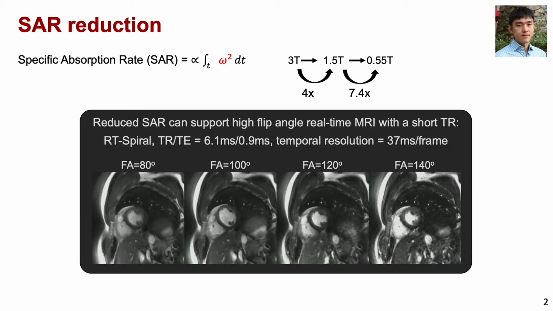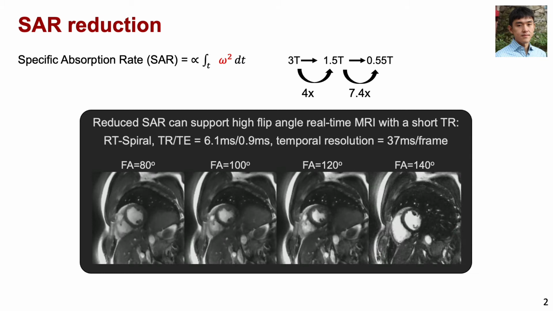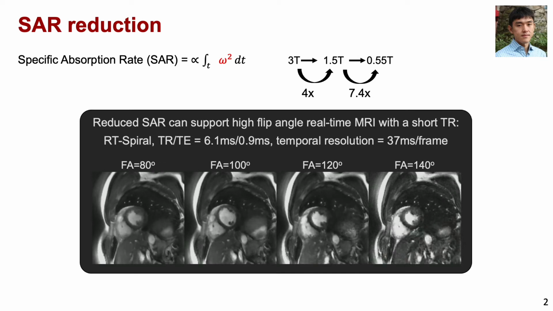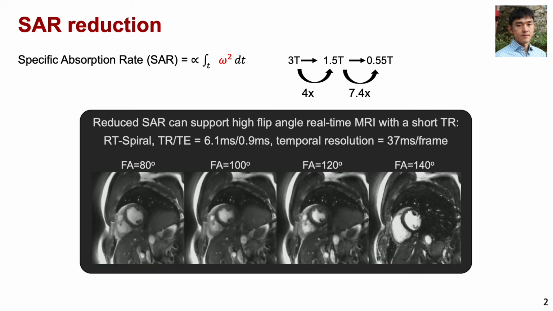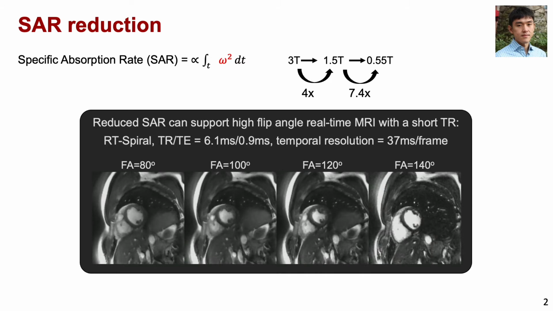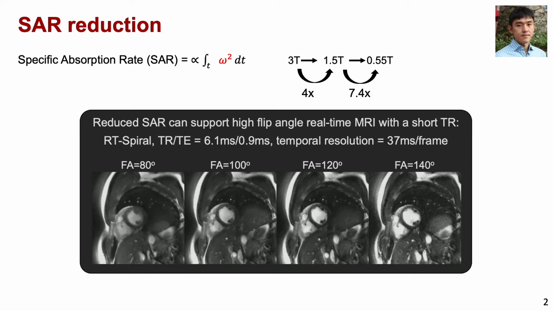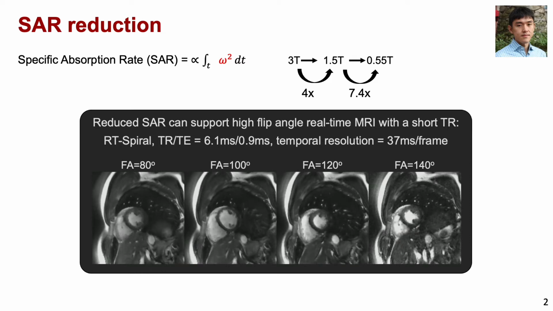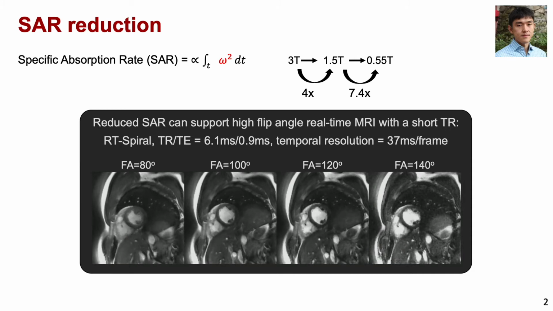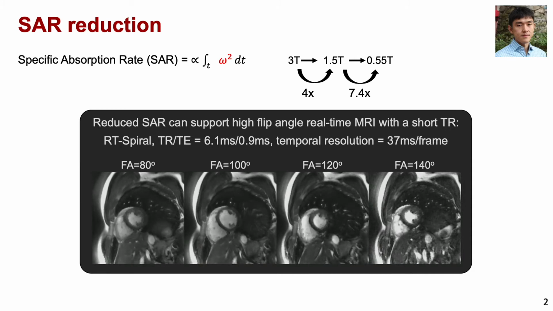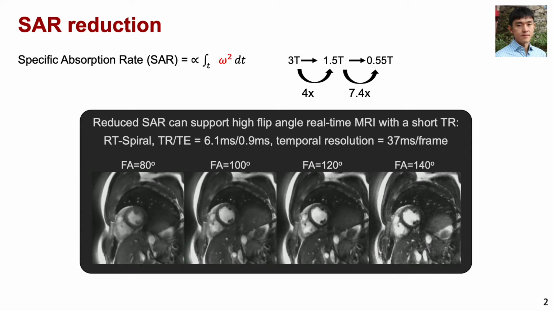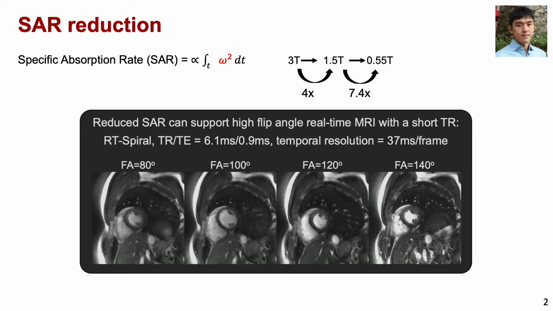So here I'm showing an example of what is made possible by the greatly reduced SAR at the high performance low field system. The example shown here is a series of real-time cardiac images acquired with very high flip angles, but with a relatively shorter TR. These images were acquired with a real-time spiral with a TR of around 6 milliseconds, and we achieved a very high temporal resolution at 77 milliseconds per frame.